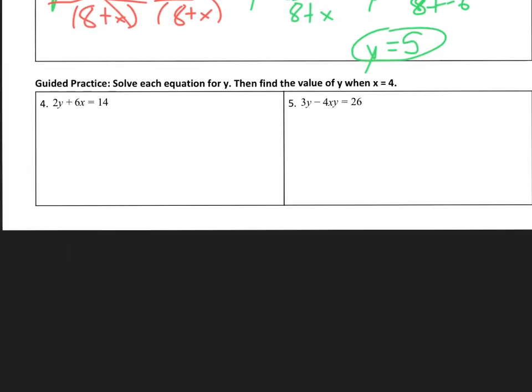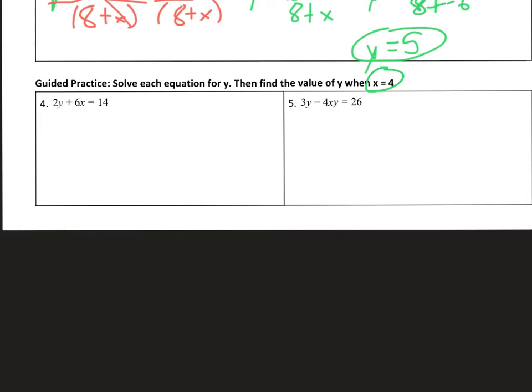So moving to the last two guided practice examples here. These two examples cover essentially what we just did before. So try them on your own, check in, try to work through them without asking me any questions. And then if you really get stuck, ask. But try to work through them and then check them. And if it still doesn't make sense, then definitely flag me down and I'll help you out. So with 4, solving that for y and then finding the value of y when x is 4. x is 4 for both 4 and 5.